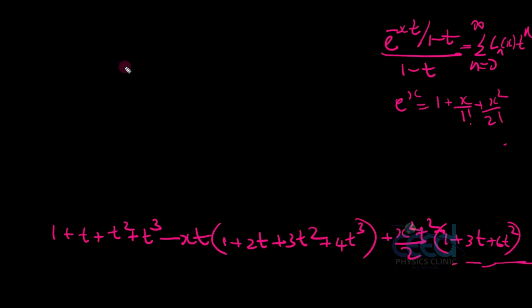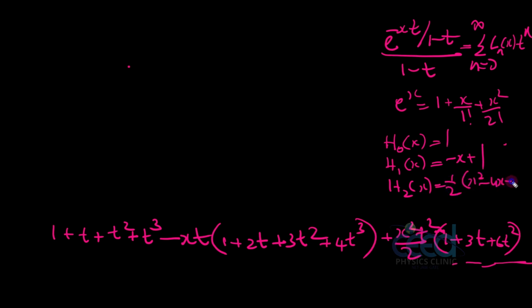Now we have already studied this: h0 of x is equal to 1, h1 of x is equal to minus x plus 1, and h2 of x is equal to 1 by 2 into x square minus 4x plus 2. This all we have studied in the last class. Now let us check whether by the series expansion we are getting the same result or not.